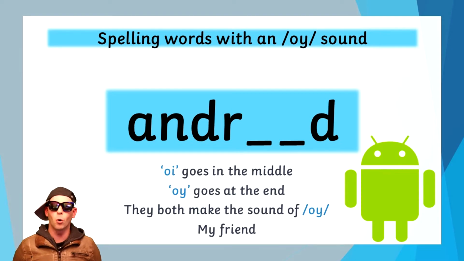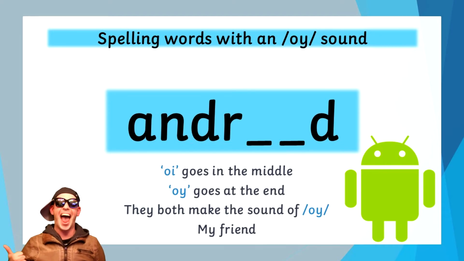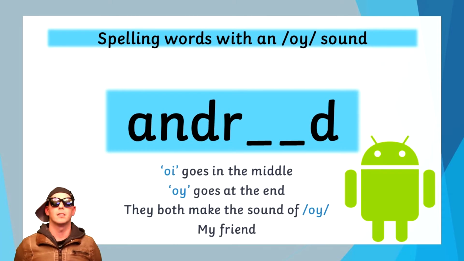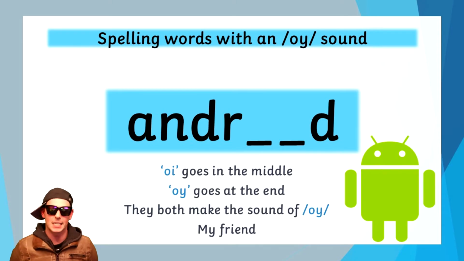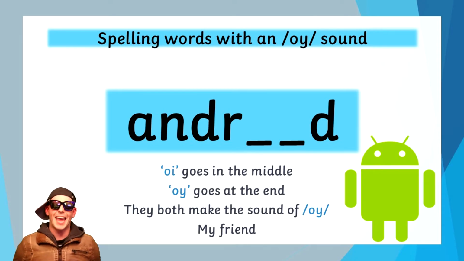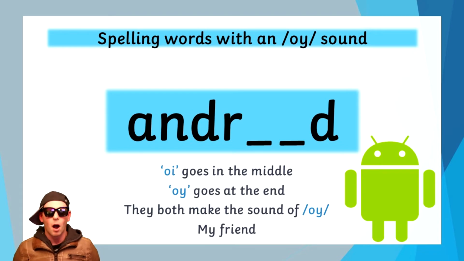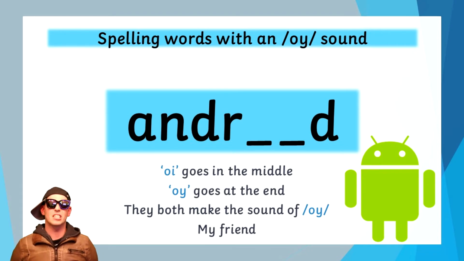And the final word we're looking at this week is the word Android. I went to call my robot Android on my Android phone. Android. And the sounds of Android are a, n, d, oi, d. Android. Now the question we're asking this week, how do we spell the oi sound in that word? Well, let's have a look at our rule. Remember, it goes like this. OI goes in the middle. OY goes at the end. So where is the oi sound in that word?